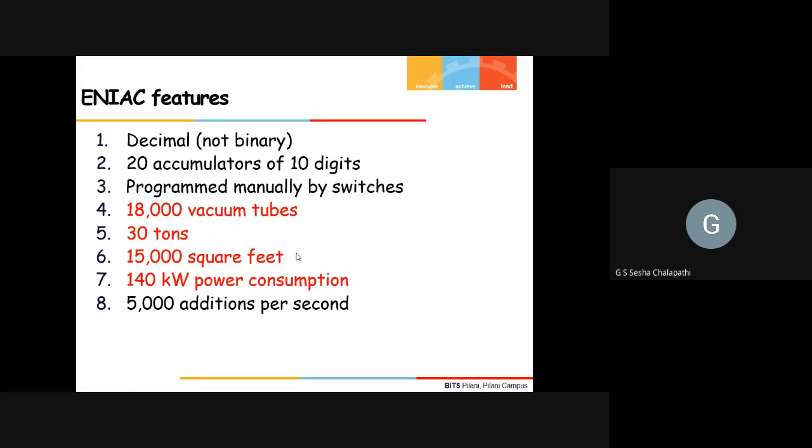It had 18,000 vacuum tubes, and it consumed a lot of power, 140 kilowatts, which is tremendous. It is something like having 70 room heaters in a single room. That much power was consumed. It performed only 5,000 additions per second, mainly decimal computations. It had 20 accumulators of 10 digits, and they were programmed manually by switches.